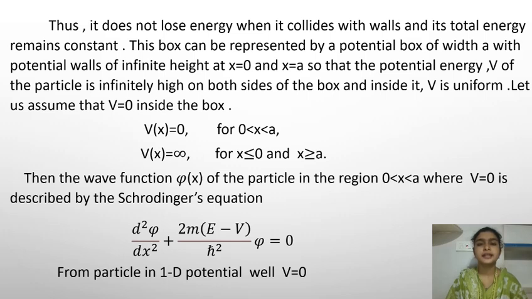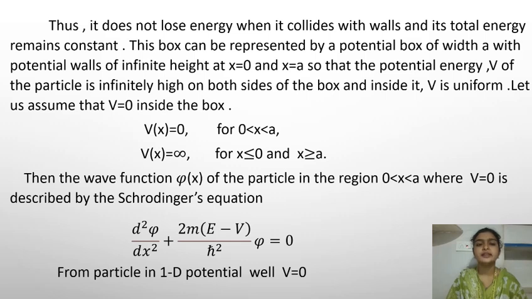This box can be represented by a potential box of width a with potential walls of infinite height at x equals 0 and x equals a, so that the potential energy V of the particle is infinitely high on both sides of the box, and inside it V is uniform. Let us assume that V equals 0 inside the box. V of x equals 0 for 0 less than x less than a. V of x equals infinity for x less than or equal to 0 and x greater than or equal to a.